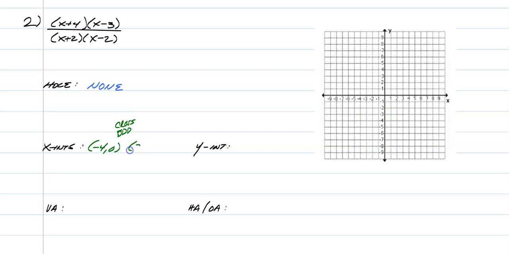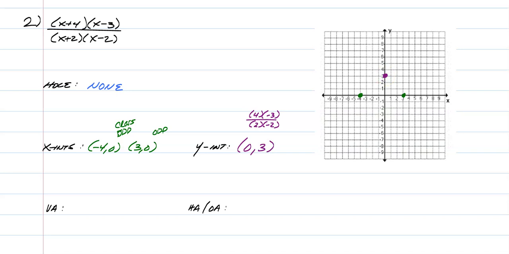And your other one should have been 3, 0, which is also odd, which means it crosses again. So you should have a dot on -4, 0, and 3, 0. Your y-intercept, that's where you substituted 0 in for all of your x's, and that would have given you 4 times a -3 over a 2 times a -2, which is going to give you a -12 over a -4, so that is 3. So you should have a y-intercept at 0, 3.